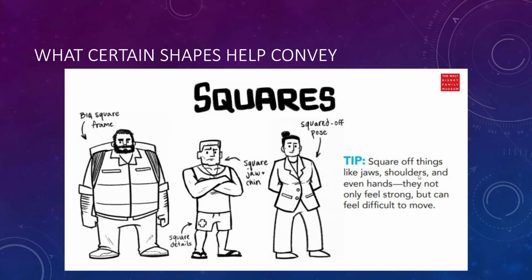Squaring off things like jaws, shoulders, and even hands, they not only feel strong but can feel difficult to move. So a squared off pose shows that this person is up front. You can use squares without making it very big. The one on the left is just a big square guy. The other one's a little more reasonable size.